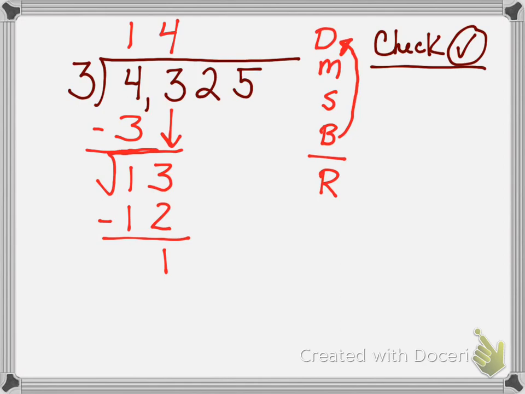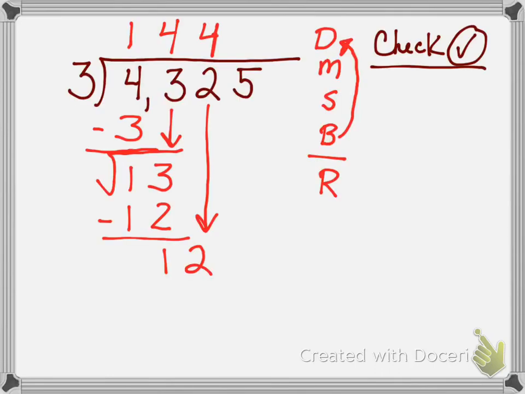Going back, after we bring down, we go back to division. And that is a 2. 3 goes into 12, 4 times. 4 times 3 is 12. We go to subtraction. We're left with a 0.